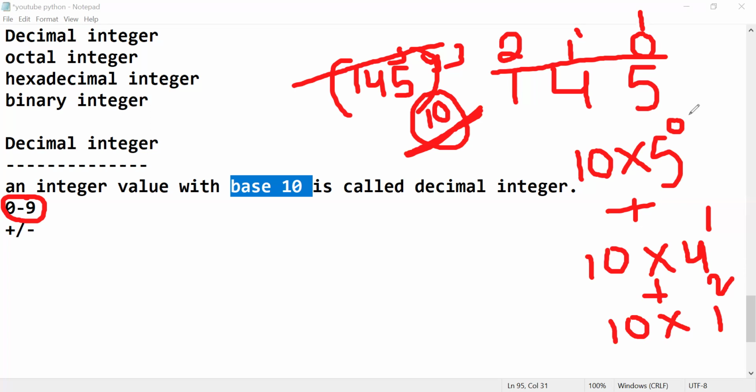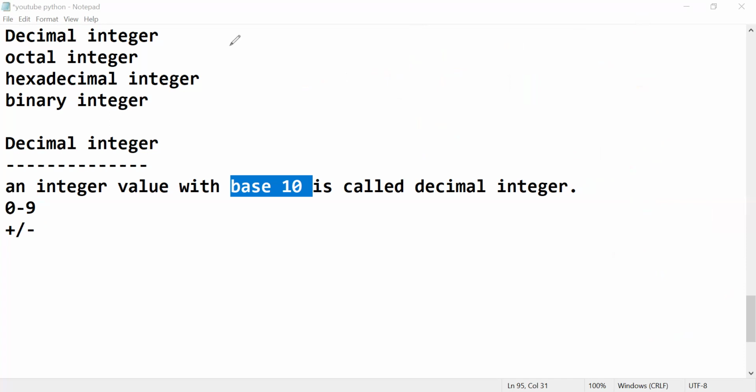Sorry guys, I made a small mistake. I will explain again. Here I took 145, guys. This is 145 base 10. It is the decimal integer.